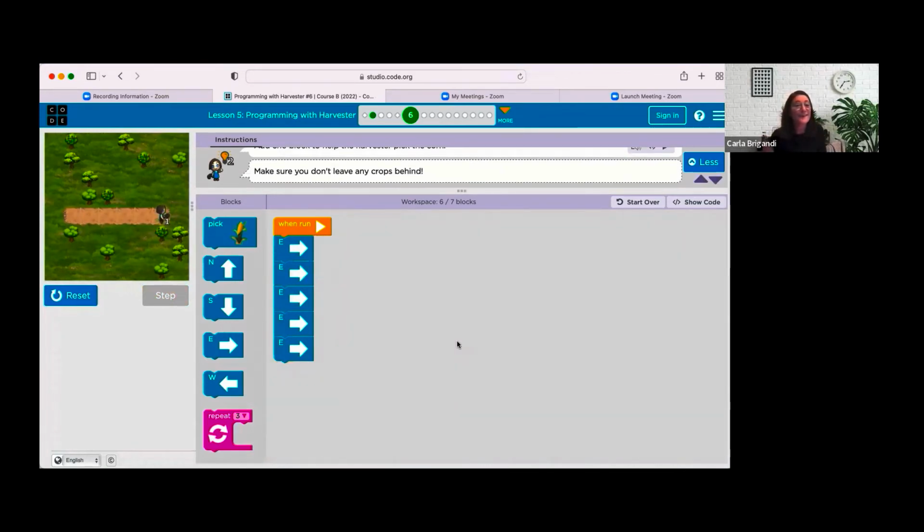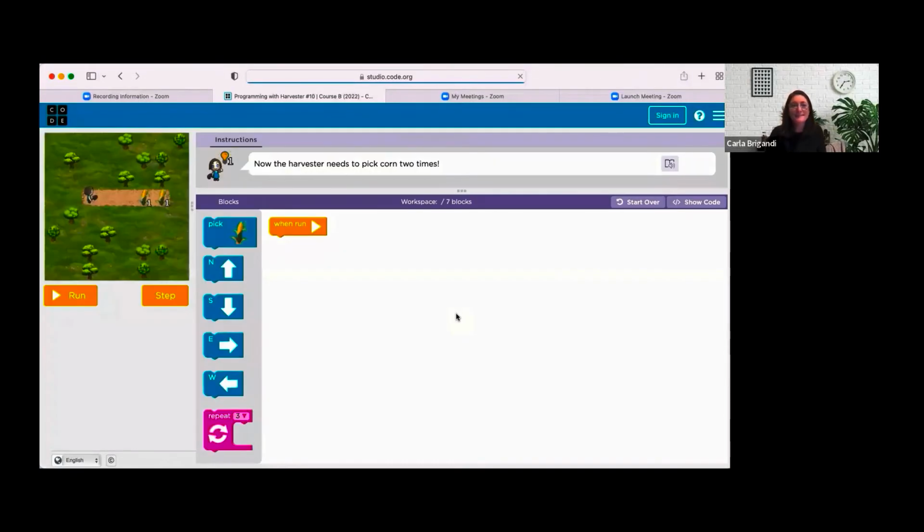7, 8, and 9 are very similar to this. So let the students play, walk around. You can let them do some pair programming. But I'm going to go to 10 because 10 is when it gets a little bit different.